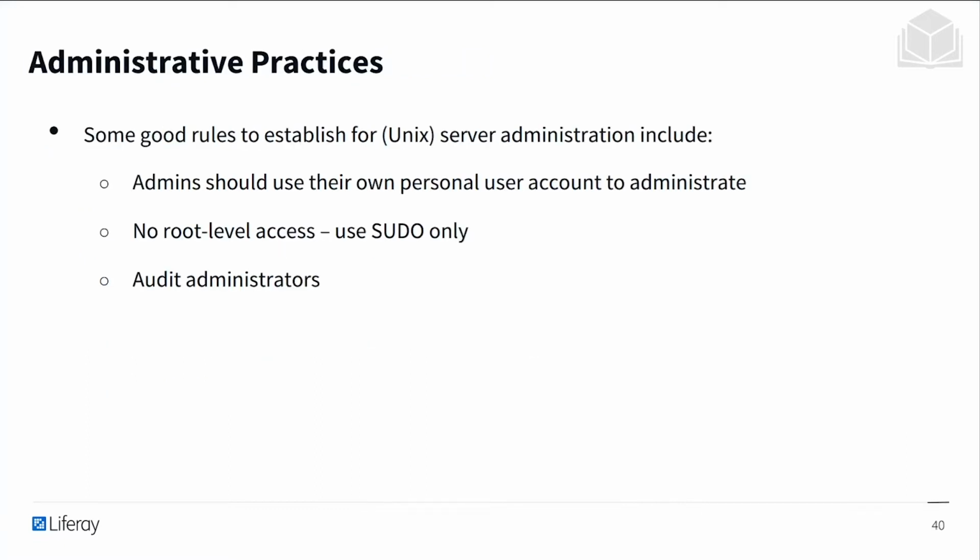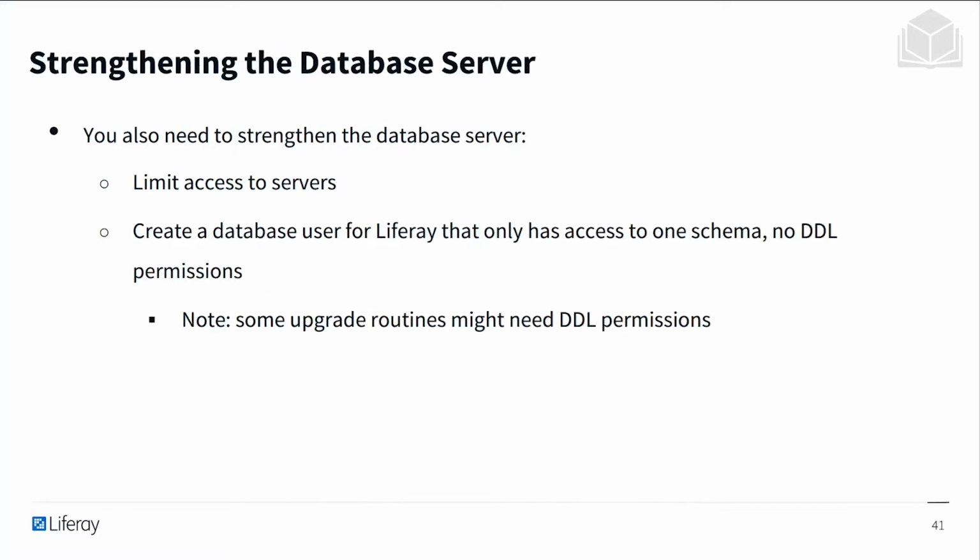There's a few administration practices, and so some good rules to establish for Unix server administration include admins using their own personal user account to administrate, no root level access, use sudo only, and then you can audit administrators. If we want to strengthen the database server, we can limit access to servers. You can create a database user for Liferay that has access to only one schema and no DDL permissions. You might want to note that some upgrade routines might need DDL permissions, and so you might need another user with more permissions that's less accessible, or you might give them and revoke them.